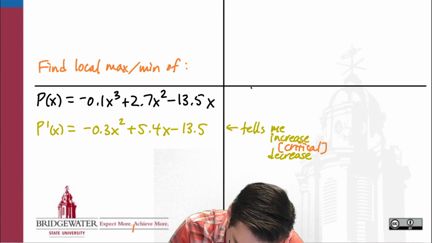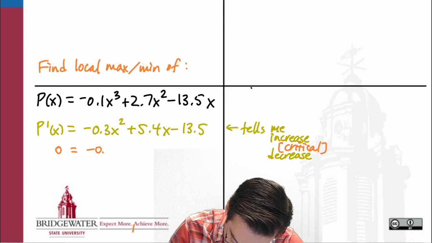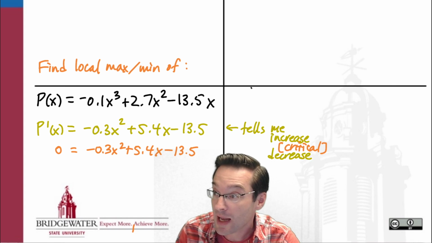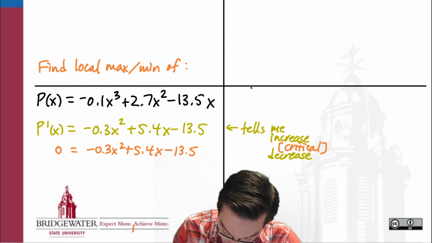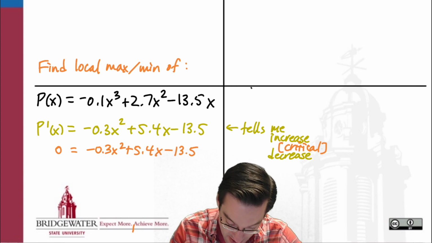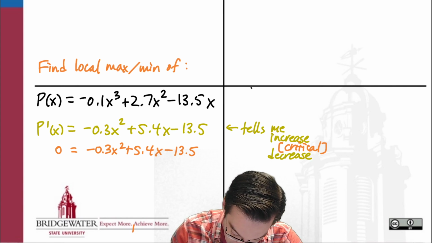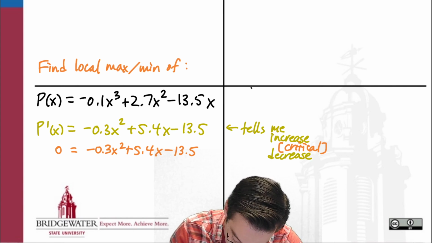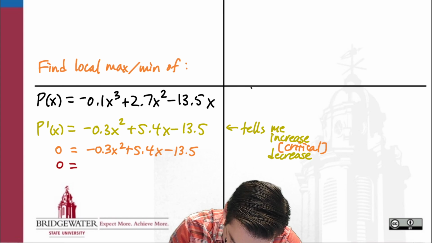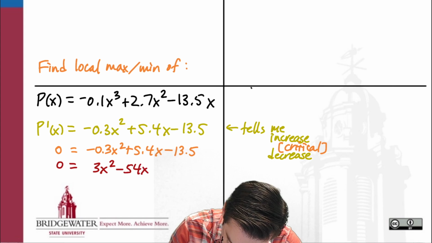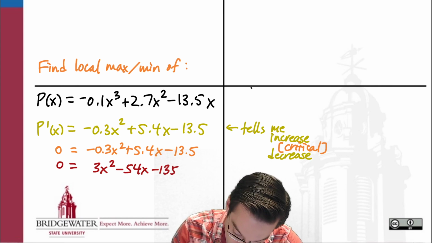And so what I would do is I would set this expression equal to 0, plus 5.4x minus 13.5. And I would endeavor to solve that equation for x. And of course, that becomes kind of a tricky algebra problem, right? What I would do if I were solving this is I would multiply everything through by negative 10 to clear out my decimals. 3x squared minus 54x minus 135. And then I would divide everything through by 3.